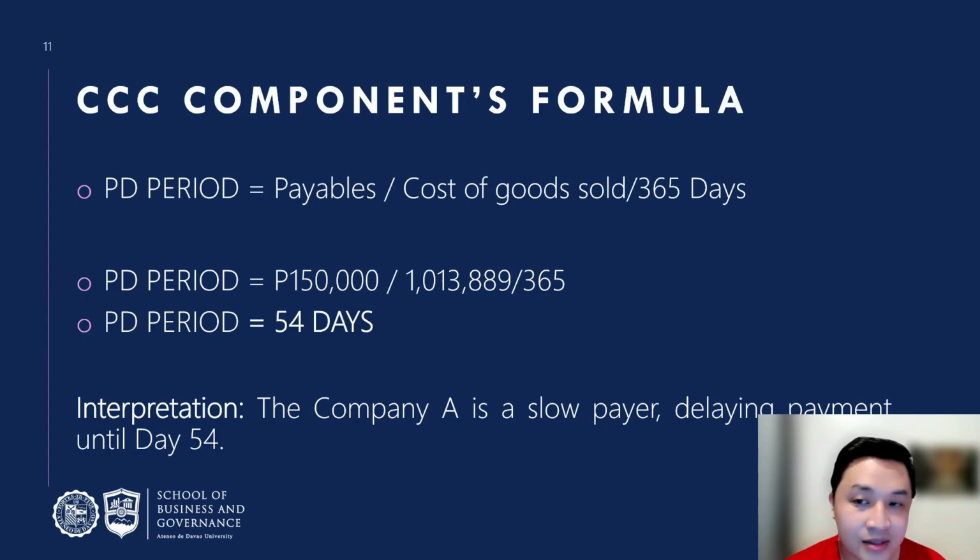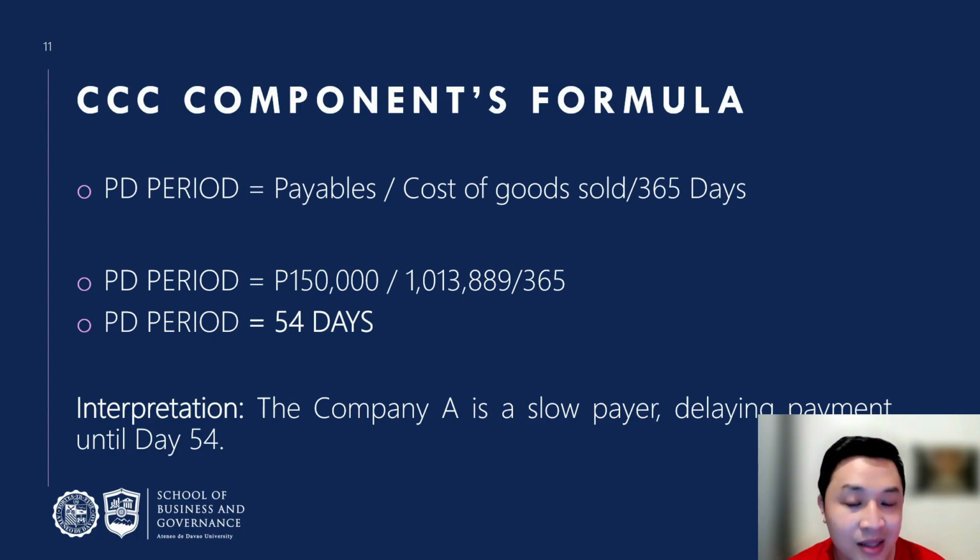And lastly, it's now the payables deferral period. We have to compute this as well for us to get the cash conversion cycle. So how to compute? The formula is PD period, or payables deferral period, equals payables divided by the cost of goods sold, which is also divided by 365 days. So assuming that your payables is 150,000 divided by 1,013,889 pesos divided by 365 days, your PD period will be 54 days.